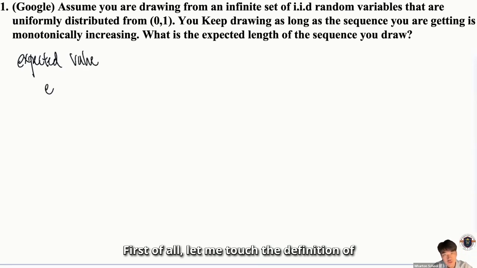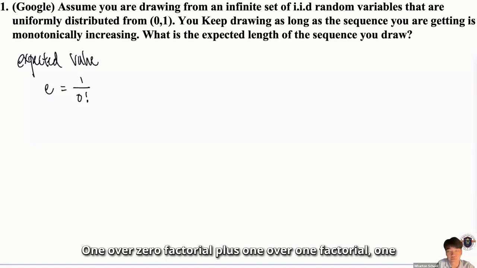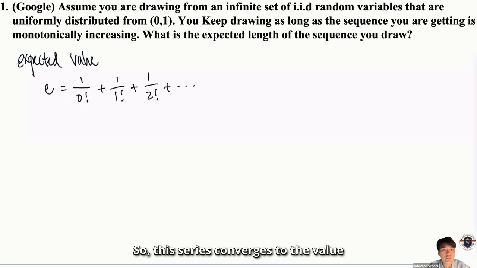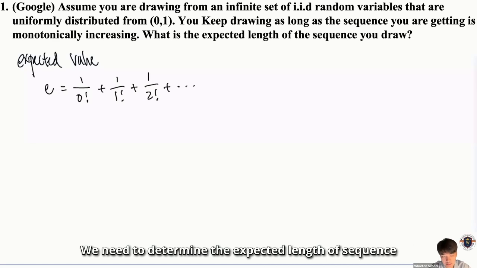First of all, let me touch on the definition of e. As you probably remember, e is a series: 1 over 0 factorial plus 1 over 1 factorial plus 1 over 2 factorial, and it keeps going on and on, right? This series converges to the value of e, closely tied to processes that involve exponential growth or decay. So let's address the problem at hand. We need to determine the expected length of a sequence of IID random variables drawn from a uniform distribution.